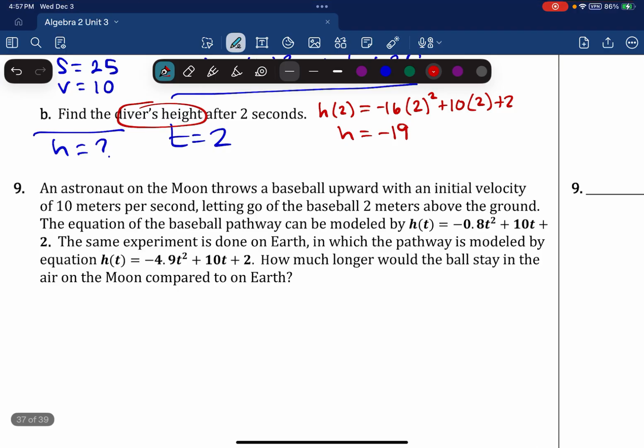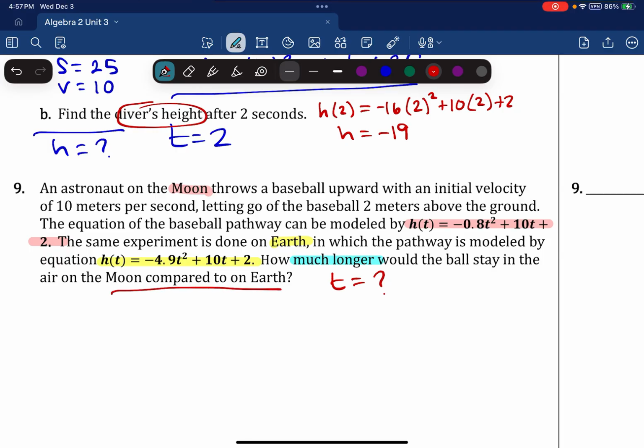All right, number 9. An astronaut on the moon throws a baseball upward with an initial velocity of 10 meters per second, letting go of the baseball 2 meters above the ground. The equation for the baseball's path is here. This is the equation for the moon. Now, we do the experiment on Earth. The same experiment is done, but the equation for the pathway the baseball takes on Earth, I've highlighted in yellow. Now the question is how much longer would the ball stay in the air on the moon compared to the Earth?